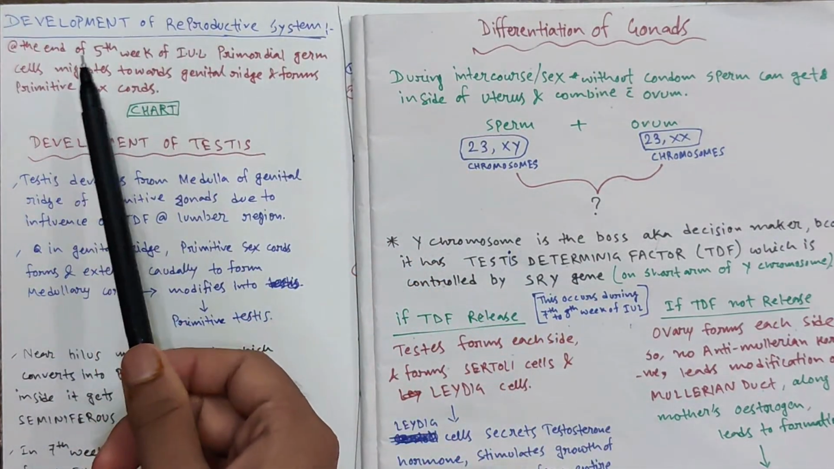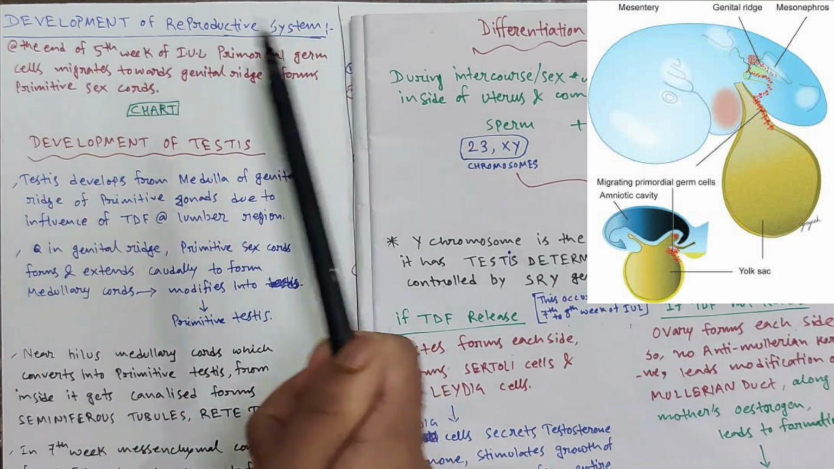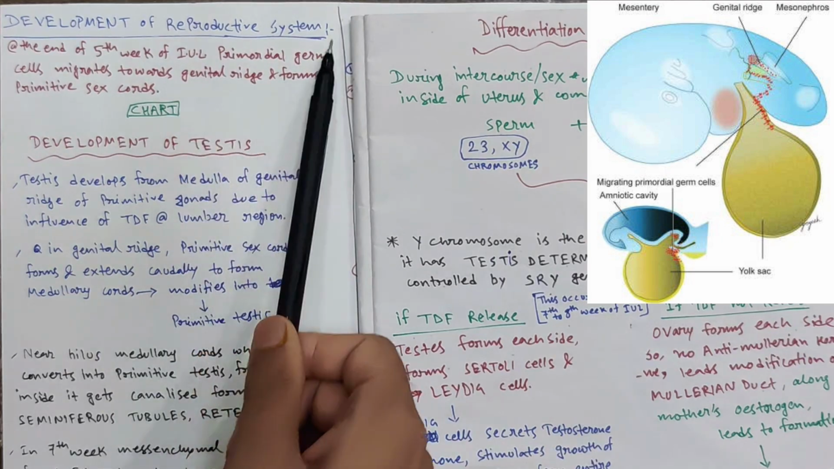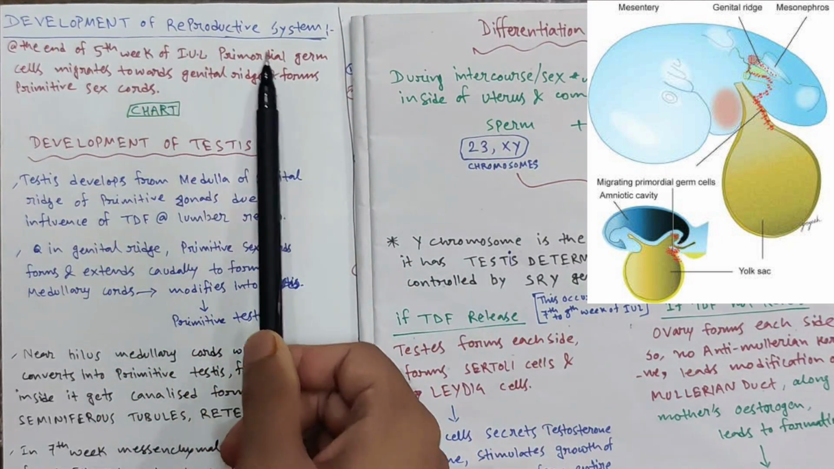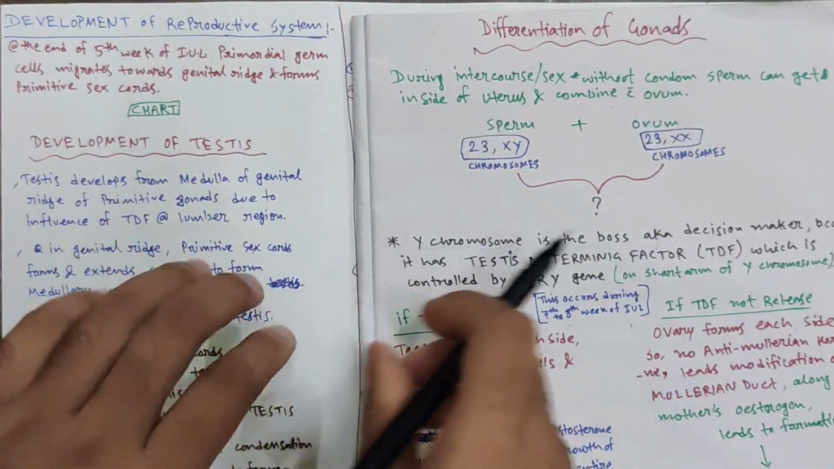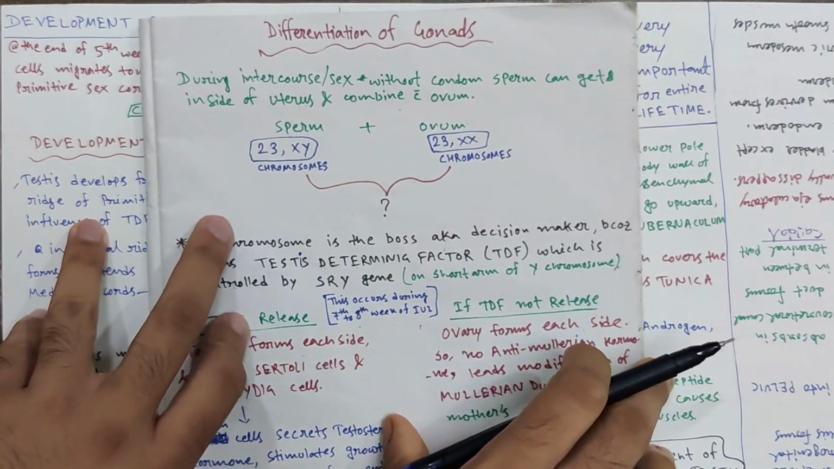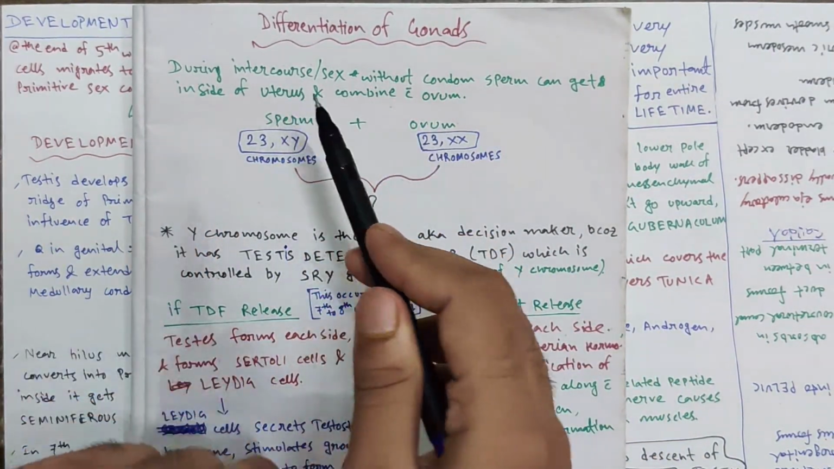At the end of the 5th week of intrauterine life, primordial germ cells migrate towards the genital ridge and form the primitive sex cord. So what is a primordial germ cell? I told you in my earlier videos, you already know that. What is the genital ridge, how does it form? I told you in my earlier videos, you already know that. Now, try to understand one chart. Before I proceed further, you have to understand the differentiation of the gonads, or identification of the sex.